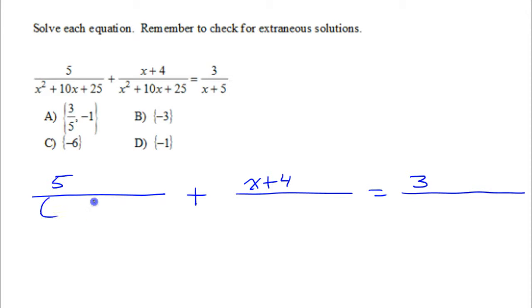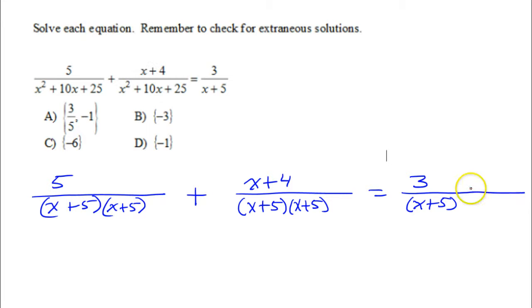Okay, so this first denominator is going to factor as x plus 5 times x plus 5. This denominator is exactly the same thing. Interesting. Meanwhile, the third denominator is just a single x plus 5.